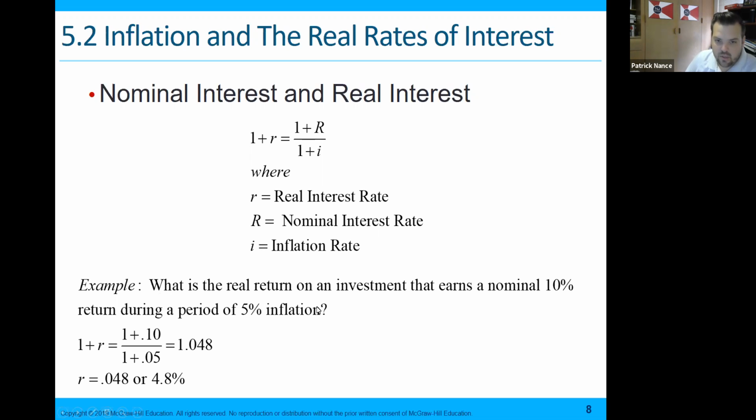So for example, the real return on an investment that earns 10% during a period of 5% inflation is really 4.8%, because the money went up by 10%, but each dollar went down in value by 5%. So this is the function you see here that we just used from up here to find that 4.8% is the real interest rate. The nominal interest rate would have been the 10%.